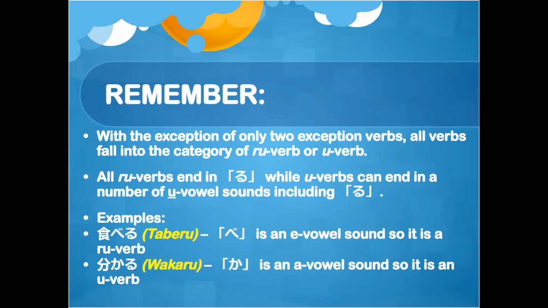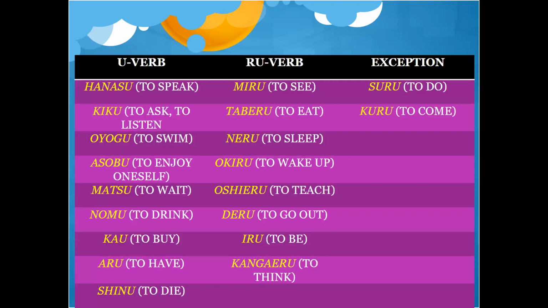And again, all root verbs end in ru, while U verbs can end in a number of U vowel sounds, including ru, just like taberu. Taberu is an e vowel sound, so it is a root verb, and wakaru is an a vowel sound, so it is a U verb.